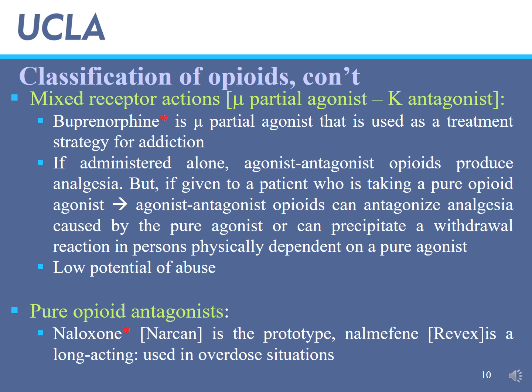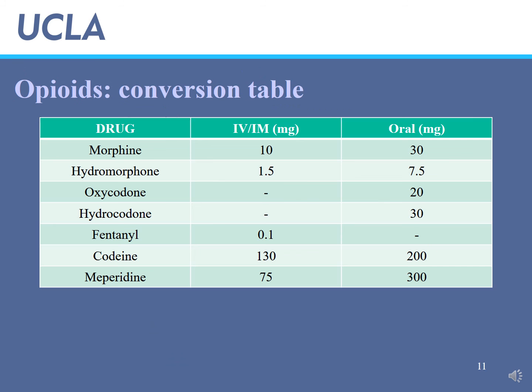Now you have the pure opioid antagonists such as naloxone, nalmefene, and naloxone is the prototype, and these agents are used in overdose situations. So patients who are coming, either found on the street with overdose, brought to the ER, and then naloxone will just reverse the effect of the pure opioid analgesic and revive your patient and bring them to a state that can be managed.